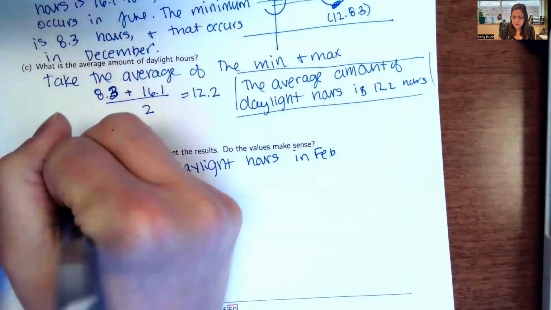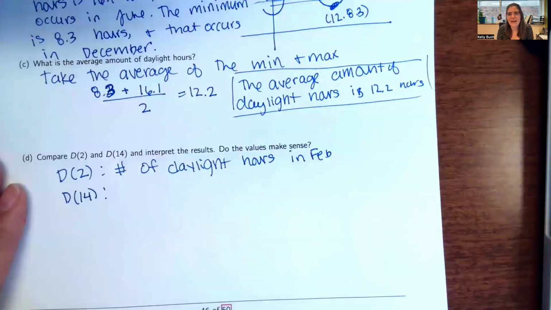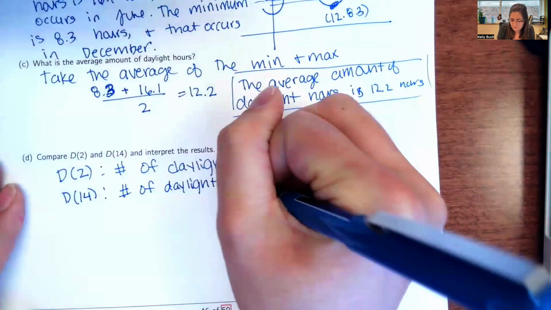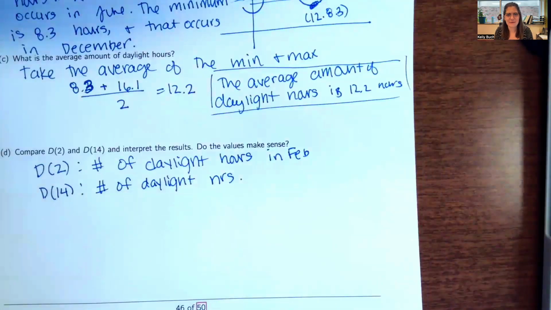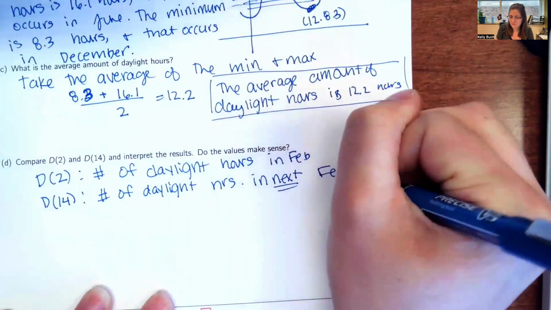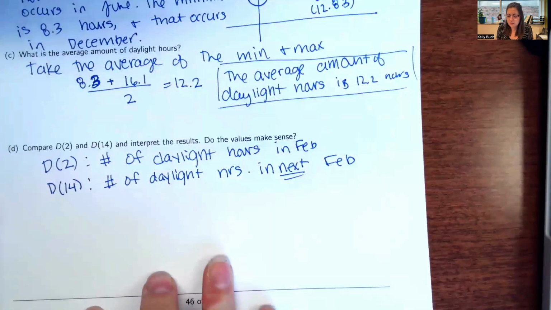What about D of 14? It's still going to be a number of daylight hours because it's the output of my daylight function. It's going to be in month 14, which last I looked at a calendar, we only have 12 months. So what does that mean? Well, I guess we could think of month 13 as being the next January, and then month 14 as being the next February. So these are two different Februaries that we're looking at here. Okay, so let's calculate them.